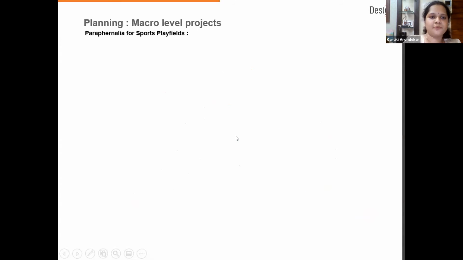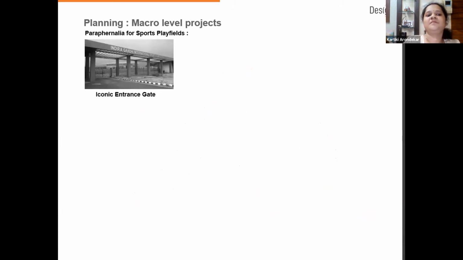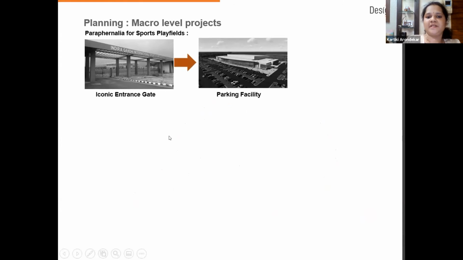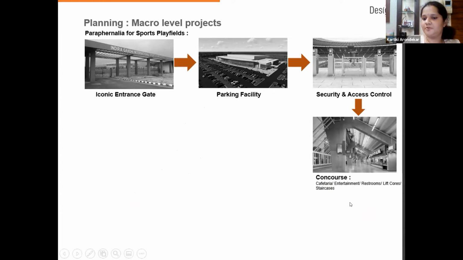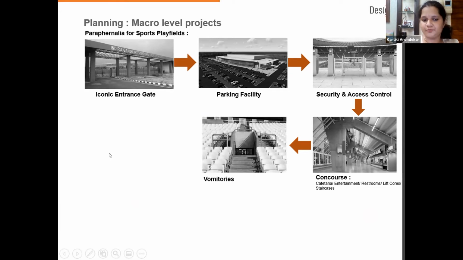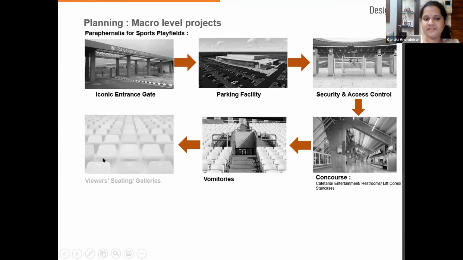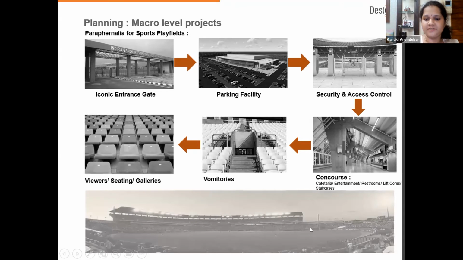So let me walk you through the sports arena as a visitor. You enter the iconic entrance gate to the parking facility, if it is there, then the security and access control, the concourse where you have cafeteria, entertainment, restrooms, staircases, lift cores and everything. Then you have vomitories which connect you to the seating level, seating tiers, and definitely you see this beautiful view of the playfield.